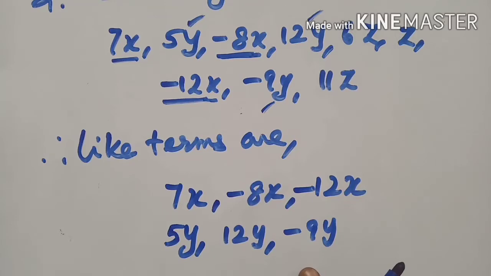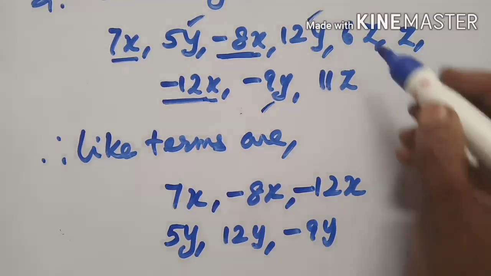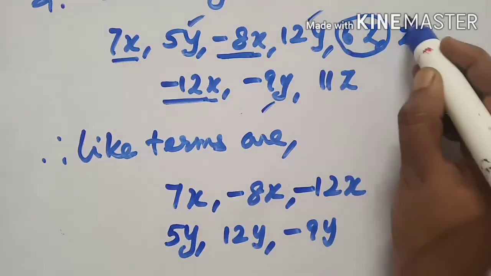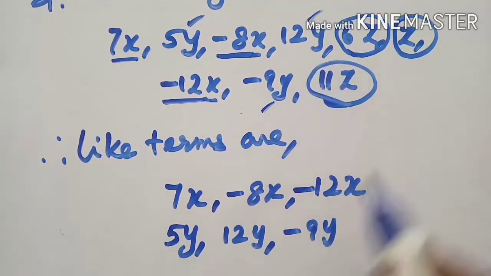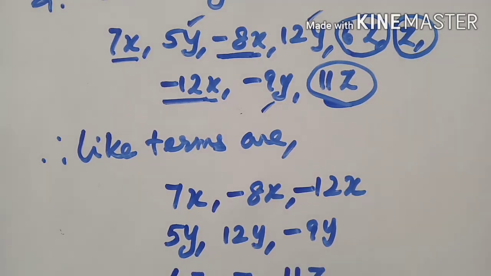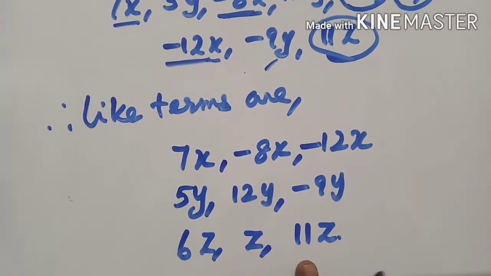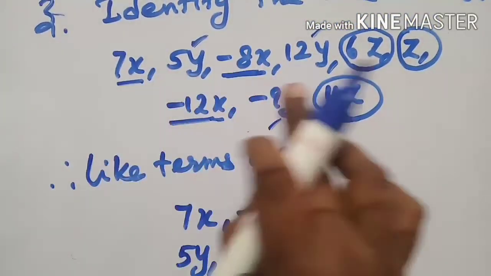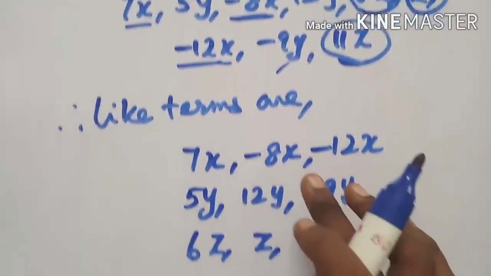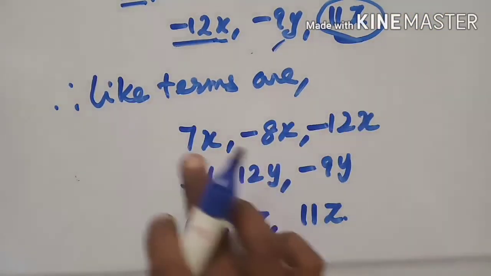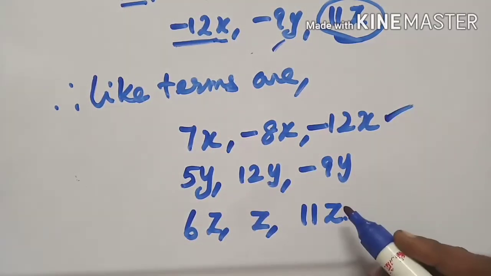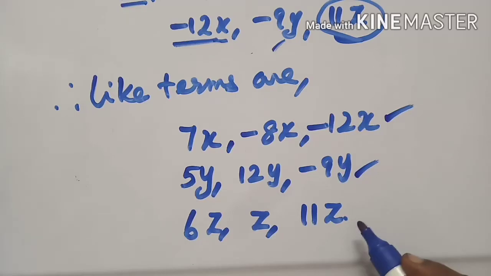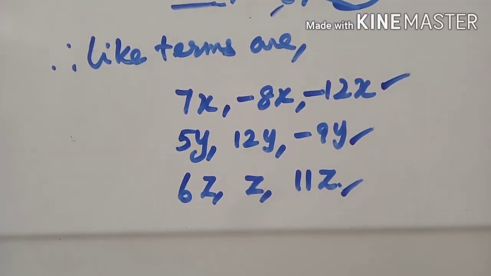Am I clear? Next, I will go with the variable z. Here 6z and 11z. So write 6z and 11z. These terms are another set of like terms. Here we have three groups of like terms, so in total we have 12 separate terms. We write these like terms with the variable x as one set, another with variable y, and then with variable z. That's all.